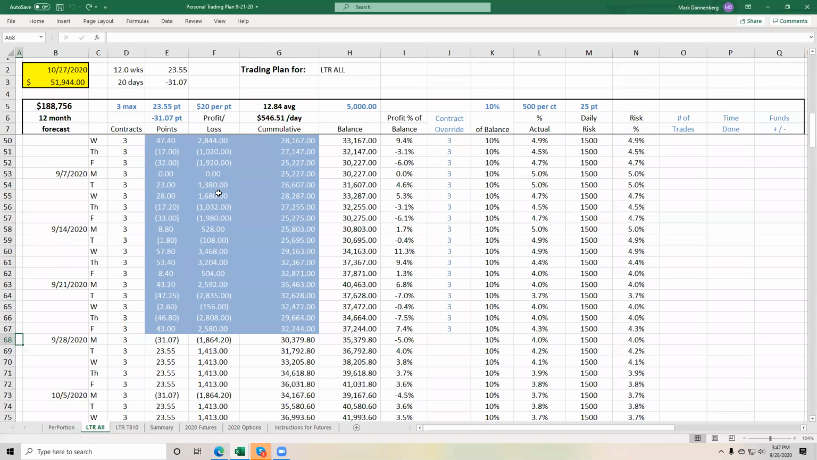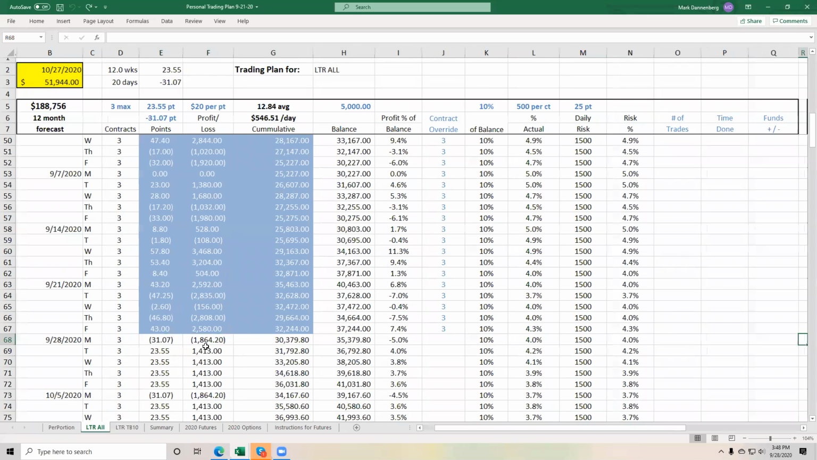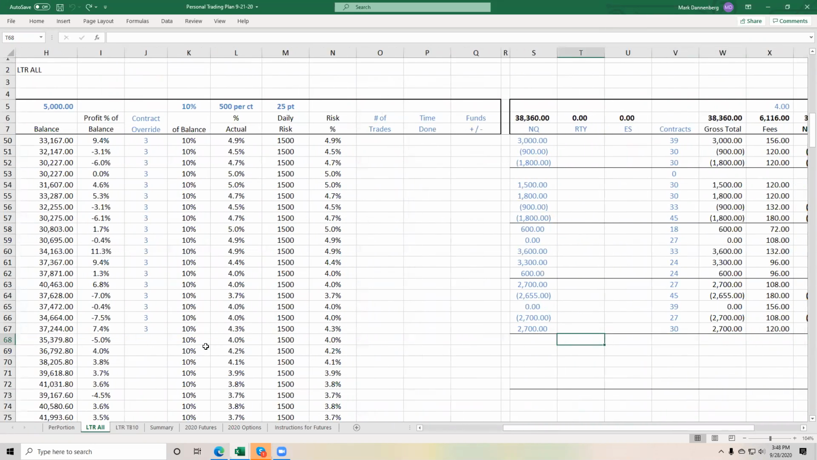The blue shaded area are all of the days that are behind us. We're about 12 weeks into this now. This is a 52-week plan, so we've got 40 weeks to go. And so we're going to go here to Monday, September 28th. We're going to scroll over to our data entry area, and we know that we lost 50 points.